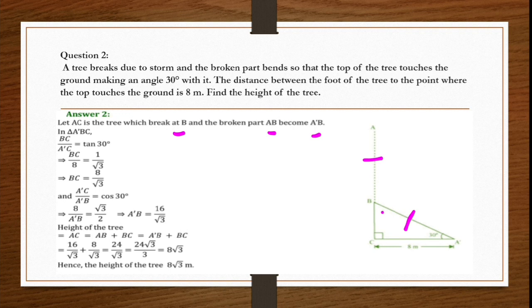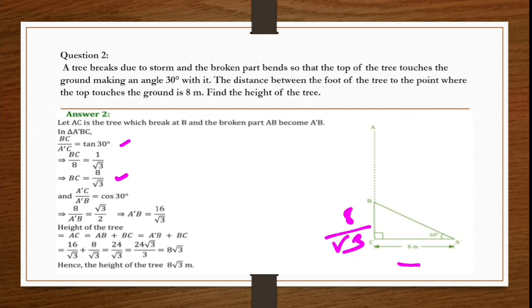If you take this right angle triangle, you can write BC by A dash C, this side by this side, is equal to tan 30 degree, because if this one is the acute angle, this one is opposite and this one is adjacent. So BC by A dash C is equal to tan 30 degree. From here you can find the value of BC by using this 8 meter. So BC will become 8 by root 3.